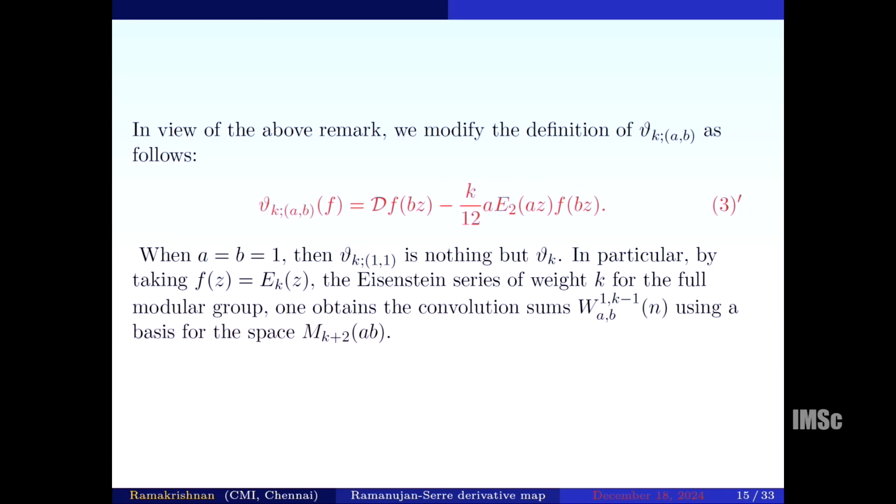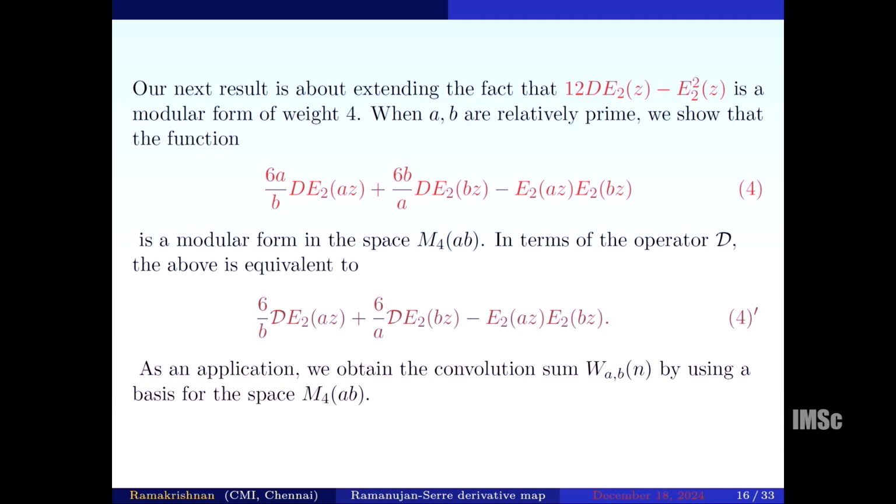In view of the above remark, we modify the definition of the theta operator as script D of f(Bz) minus k over 12A times E2. If I take f as the Eisenstein series E_k, our convolution sum W_{A,B}(1, k-1) will come out. The only thing is that we have to find a basis for the space of weight k plus 2 modular forms of level AB, express this in terms of the basis, compare the coefficients, and finally we can derive it.